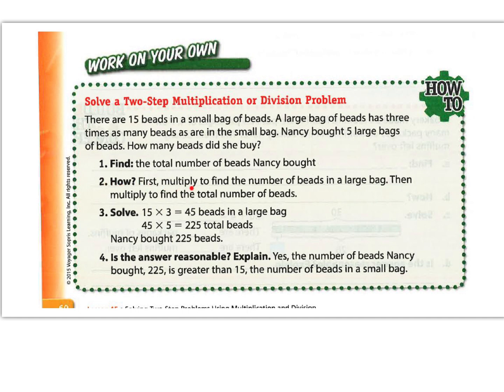How? First, we'll multiply to find the number of beads in a large bag, then multiply to find the total number of beads. Solve. So 15 times 3 equals 45 beads in a large bag. And then she bought 5 large bags, so 45 times 5 equals 225 total beads. So Nancy bought 225 beads. Is the answer reasonable? Yes, the number of beads Nancy bought, 225, is greater than 15, the number of beads in a small bag.